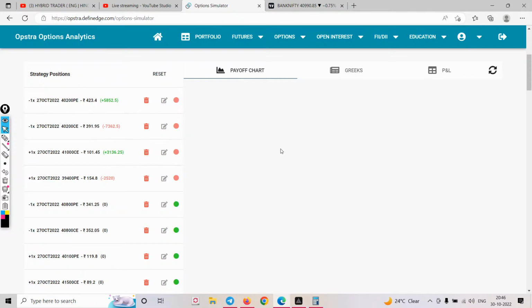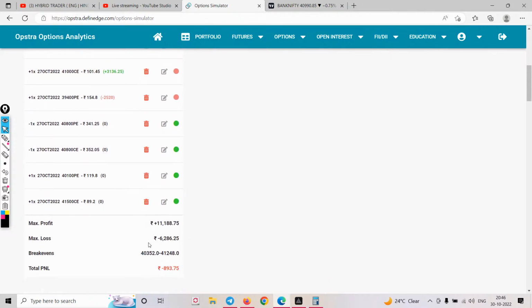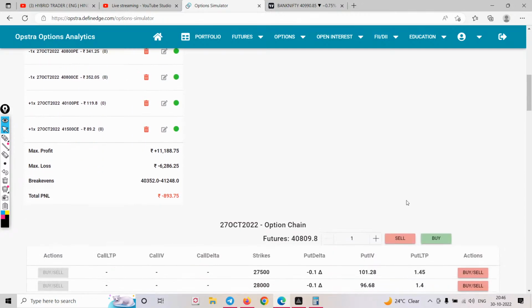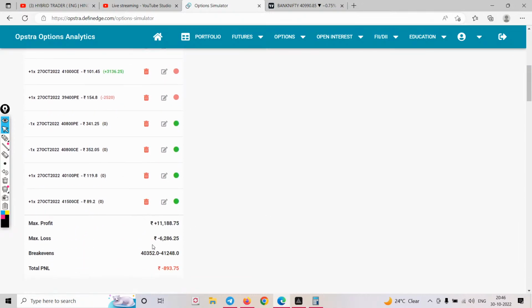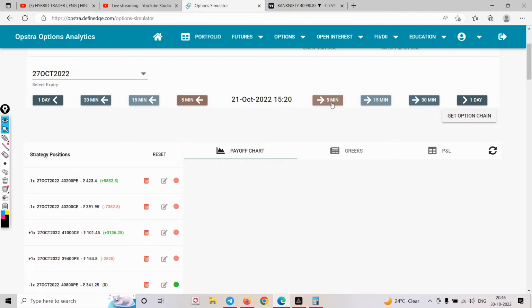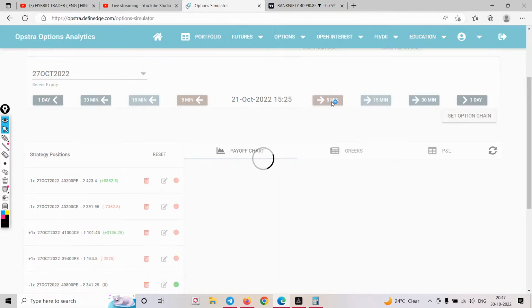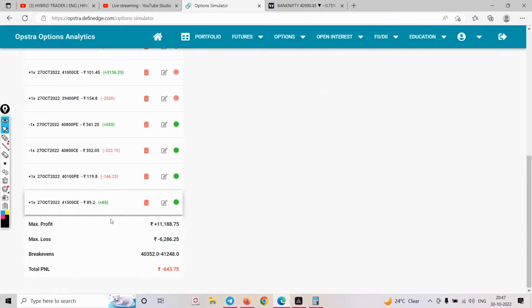Okay, let me show you without. So let's say this is my iron fly, right? My loss, it is not even showing the loss. Okay, my loss is 893. So what I'll try to do, let me take you to 330. Okay, so your loss is almost like 643.